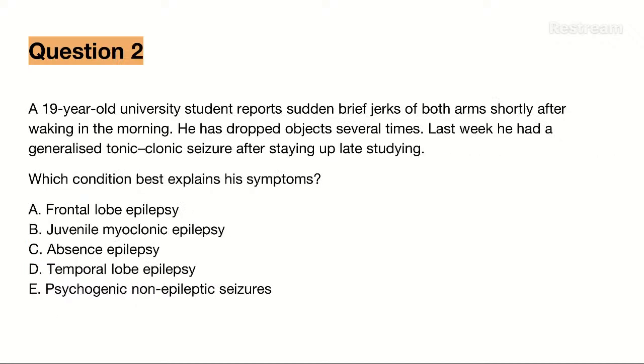So for the next question, a 19-year-old university student reports sudden brief jerks of both arms shortly after waking in the morning. He has dropped objects several times. Last week, he had a generalized tonic-clonic seizure after staying up late studying. Which condition best explains his symptoms? I'll give you a few seconds.